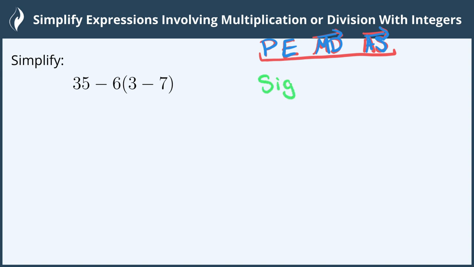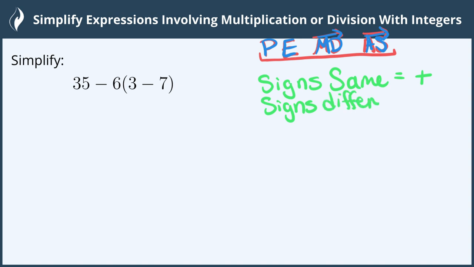Now we have another rule that we need to review as well. When we have multiplication or division and our signs are the same, meaning it's positive and positive or negative and negative, then the answer is positive. If I have signs that are different, meaning positive and negative or negative and positive, since order doesn't matter, then my answer will be negative.